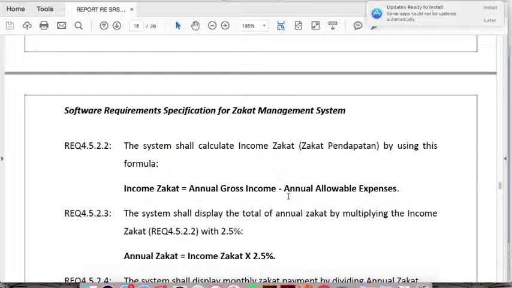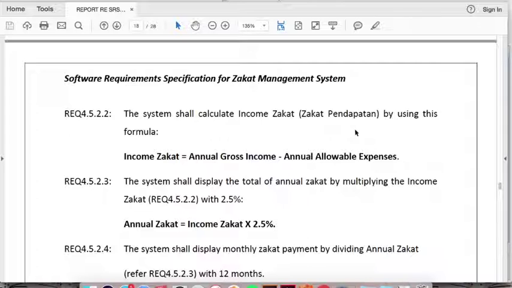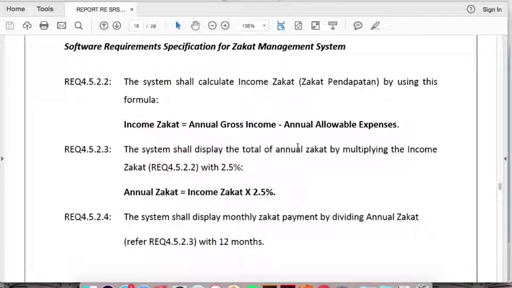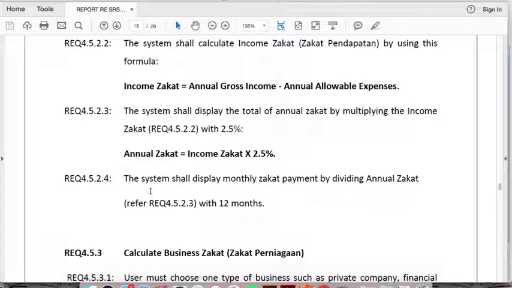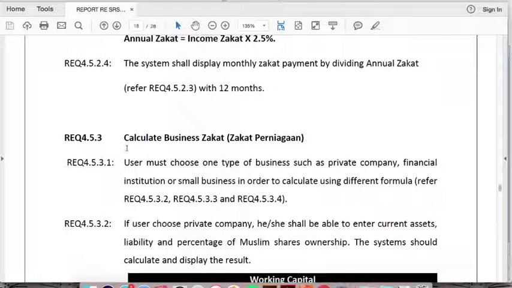In 4.5.2.2, the system shall calculate income zakat by using this formula. The system will automatically calculate income zakat by using this formula. And then in 4.5.2.3, it takes income zakat in requirement 4.5.2.2 and multiplies it by 2.5 in order to get annual zakat. Last requirement for income zakat, the system shall display monthly zakat payment by dividing annual zakat with 12 months. So annual zakat is referring to 4.5.2.3, which is this one, with 12 months.